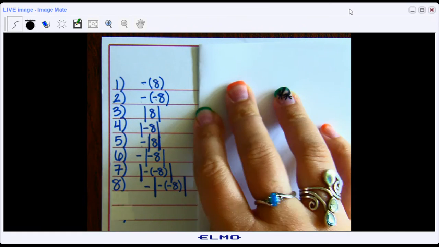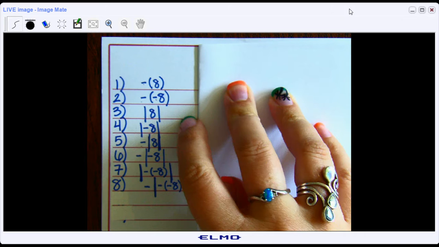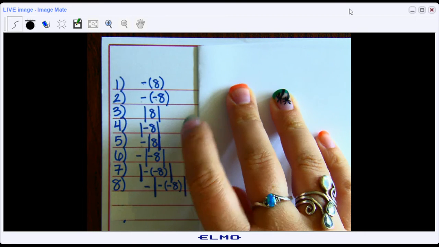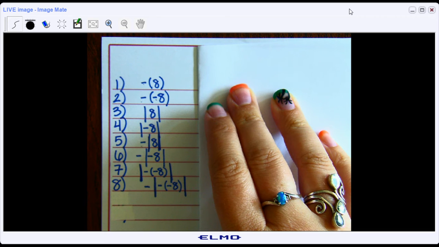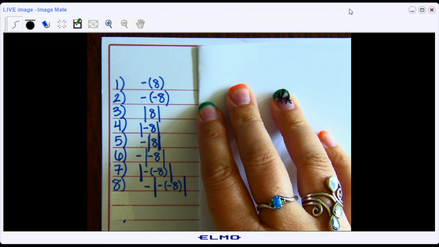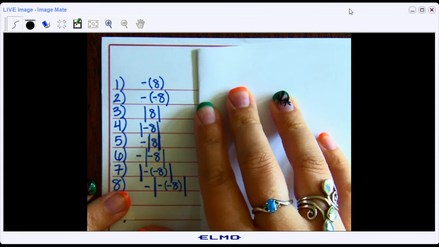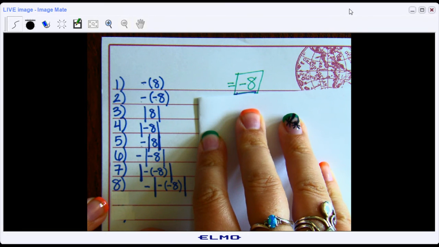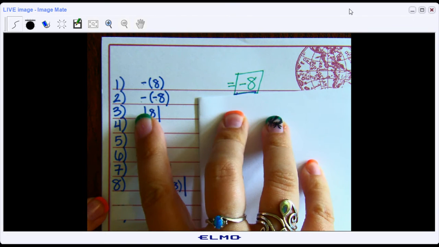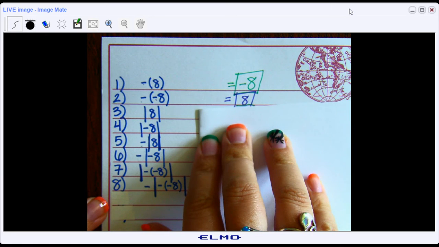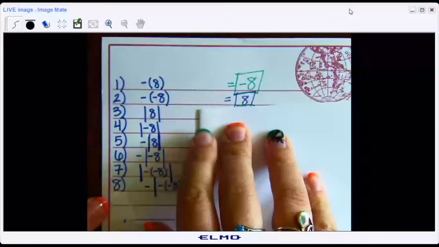So the first one, notice the difference between these and 3 through 8. These are parentheses. These are absolute value bars. So the parentheses aren't absolute value signs. It's just saying for number 1, what's the opposite of 8? Well, the opposite of 8 is negative 8. The second one is saying, what's the opposite of negative 8? The opposite of negative 8 is a positive 8. That's a review from before.